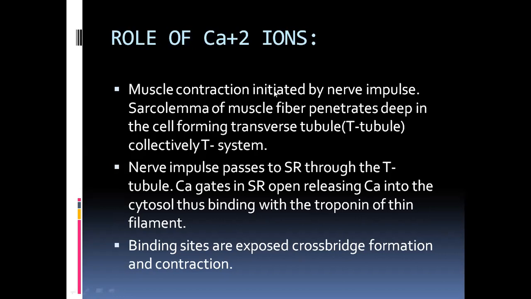The muscle contraction is initiated now, the whole division of the topic, by a nerve impulse. The sarcolemma of the muscle fiber penetrates deep into the cell, forming a transverse tubule. It's called the T-tubule, collectively the T-system. The nerve impulse passes into the sarcoplasm through the T-tubule. The calcium gates in the sarcoplasmic reticulum open, releasing calcium into the cytosol, and this calcium binds with troponin of the thin filament. The binding sites are exposed, and the cross-bridge formation and contraction takes place.